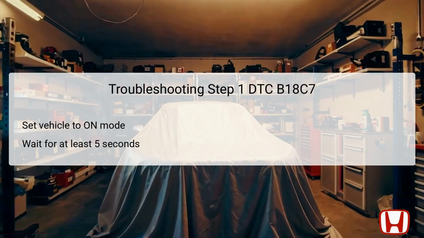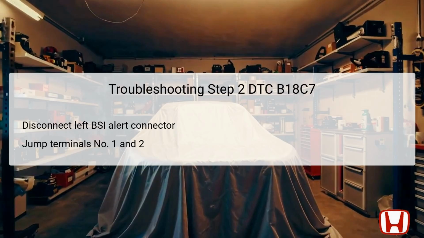The first troubleshooting step for addressing DTC B18C7 entails setting the vehicle to the on mode. This process involves turning the key to the on position without starting the engine. After this, it is crucial to wait for at least 5 seconds. This waiting period allows the vehicle's systems to conduct initial self-checks and stabilize all electronic components. Moreover, waiting ensures that any temporary errors are cleared, which can help in isolating the cause of the DTC more effectively. With this initial step completed, the technician can then proceed to the next diagnostic actions confidently.